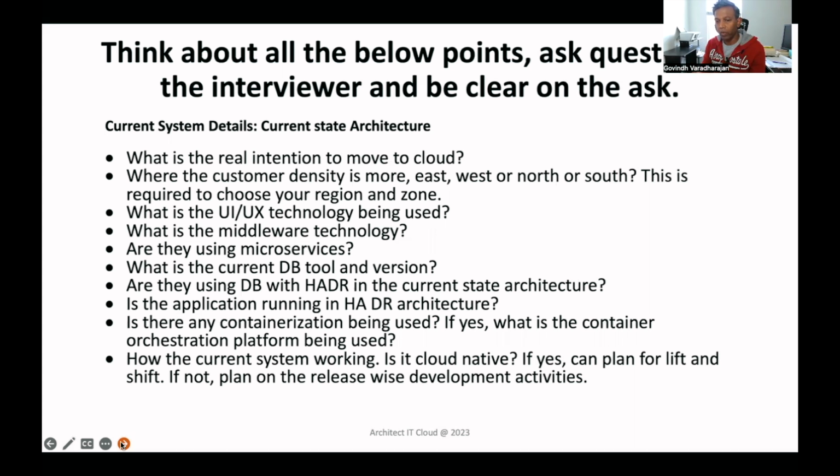If it is cloud native, yes, you can just do a plan of lift and shift, and if it is not, you have to do some little development work and then later move it to the cloud. I hope you have got a good idea about what are all the questions that you must ask the interviewer based on the question they asked you to answer, right?